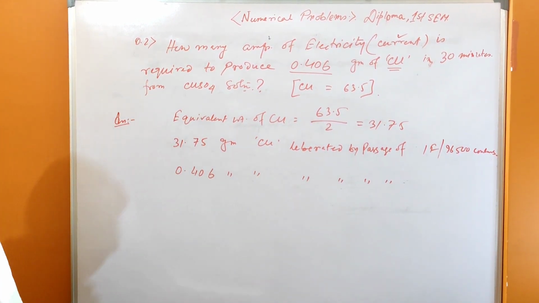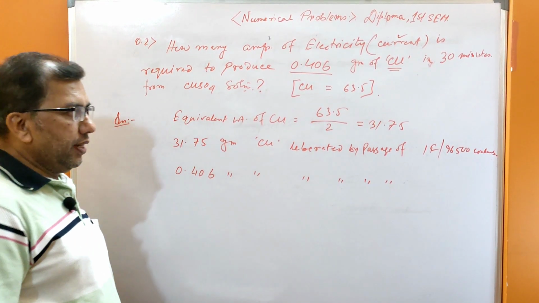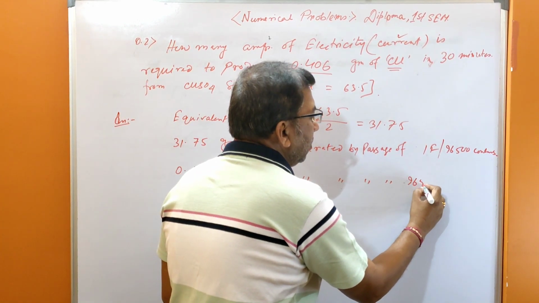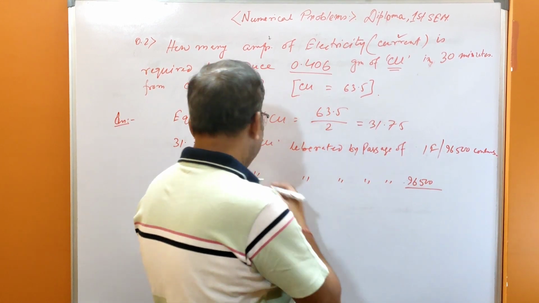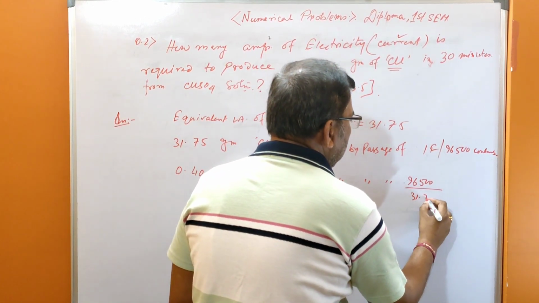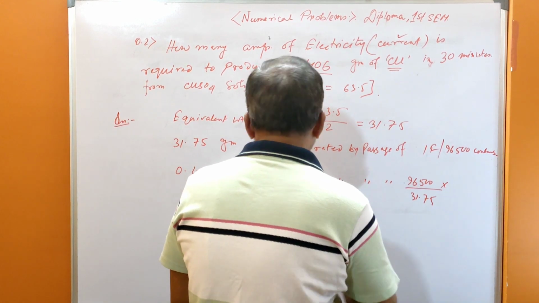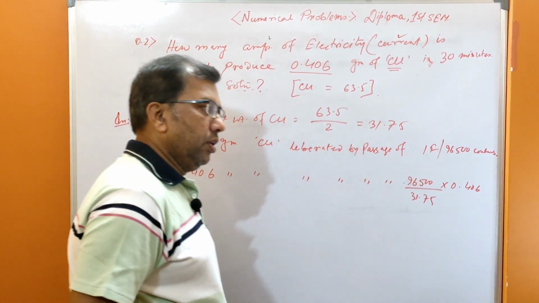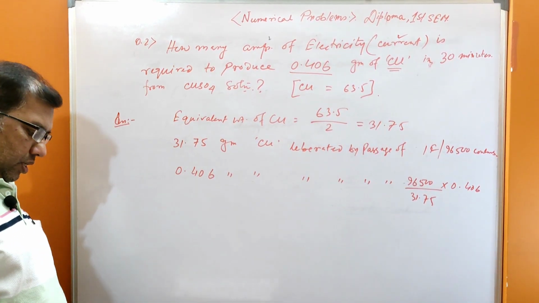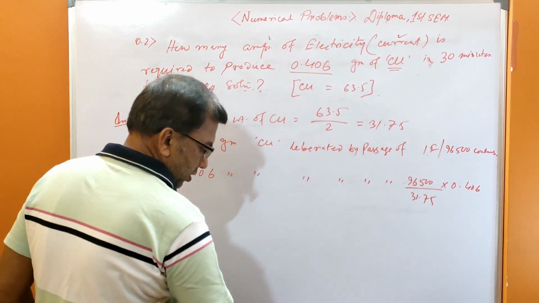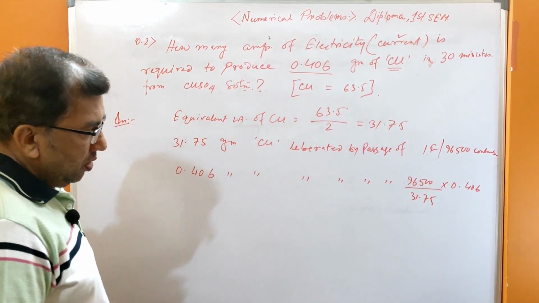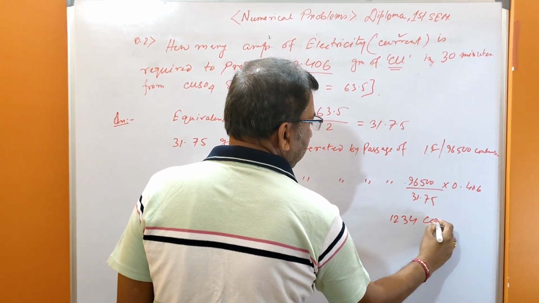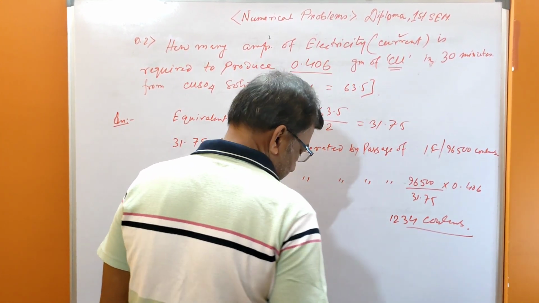Calculate it and the answer will come easily. That means 96,500 by 31.75 into 0.406. Whatever the answer, calculate it and write the answer. Clear? It will most probably be 1, 2, 3, 4 coulombs. This is the answer. Yes?